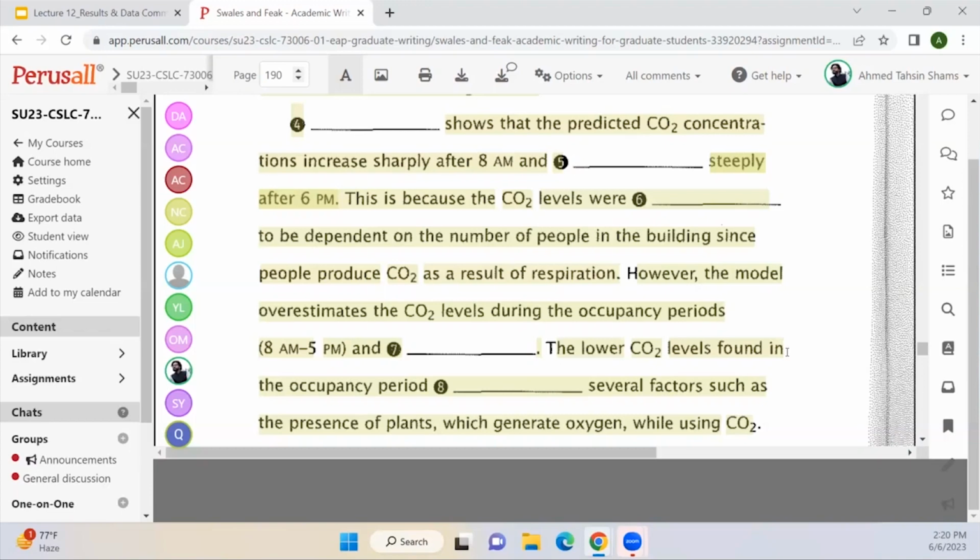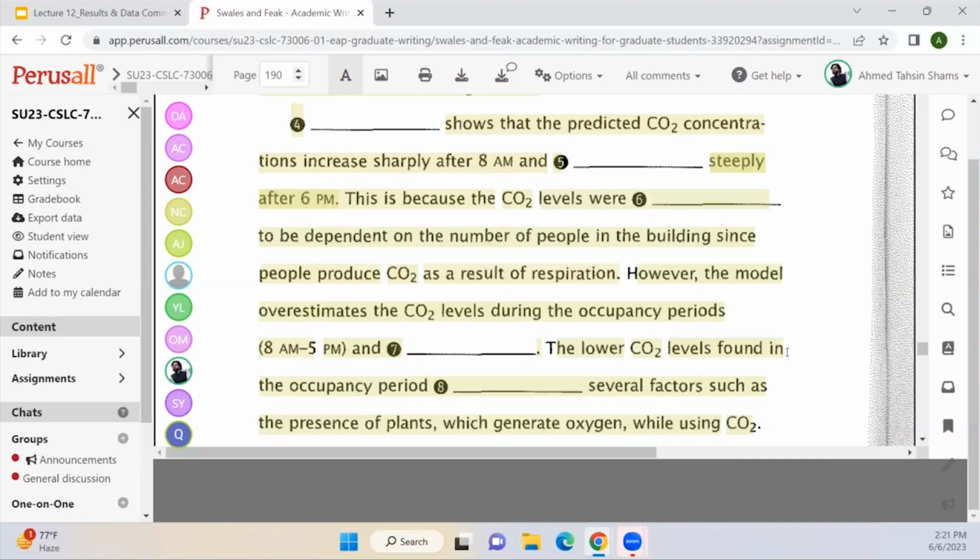So, what's the verb we used? Increase, so the next one is decrease. You all agree? Easy one. Using decline would be abrupt. As you have used increase, it's better to use the exact contrary. That makes sense. Decrease steeply after 6 p.m. This is because the carbon dioxide levels were expected, supposed, believed, presumed. Perfect, all are correct. Expected, assumed. Nice. So we see past simple passive.